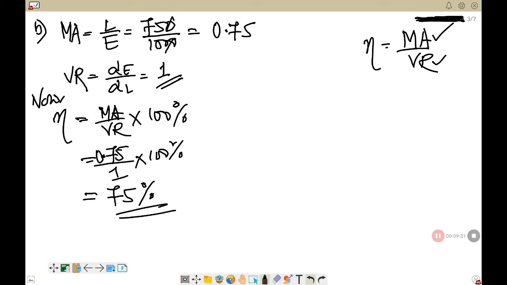All right, now part C. For part C, you know distance moved by effort equals distance moved by load.